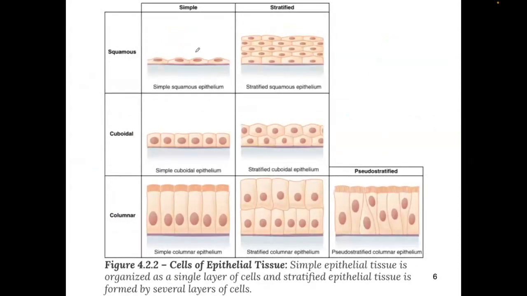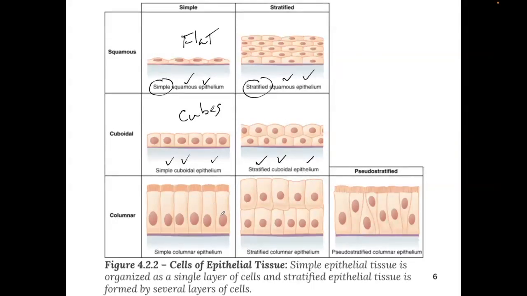So if we were to look here, we could see these are flat. These look like ice cubes. And these look like tall columns. So if we see that they're one cell layer thick, it's simple. If we see that there are multiple layers, it's stratified. Simple squamous epithelium or stratified squamous epithelium. Here, it's one cell layer of these cubes, so it's simple cuboidal epithelium. Here, it's more than one layer of these cubes, so it's stratified cuboidal epithelium.